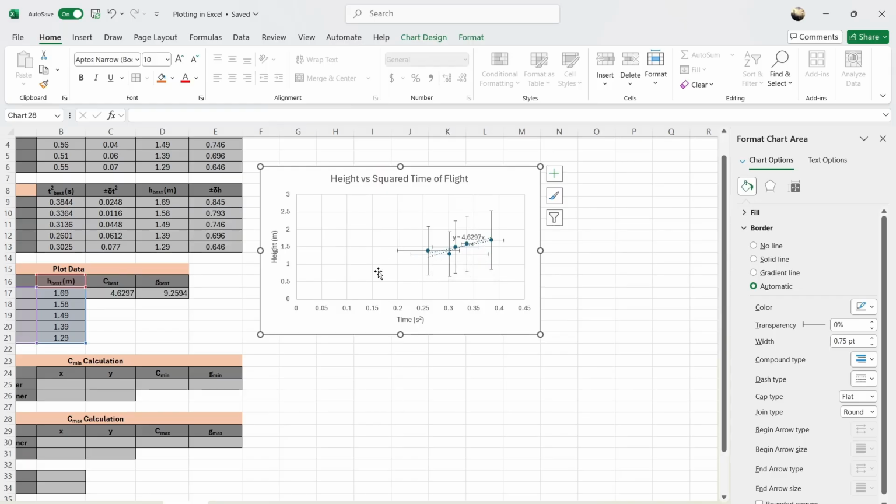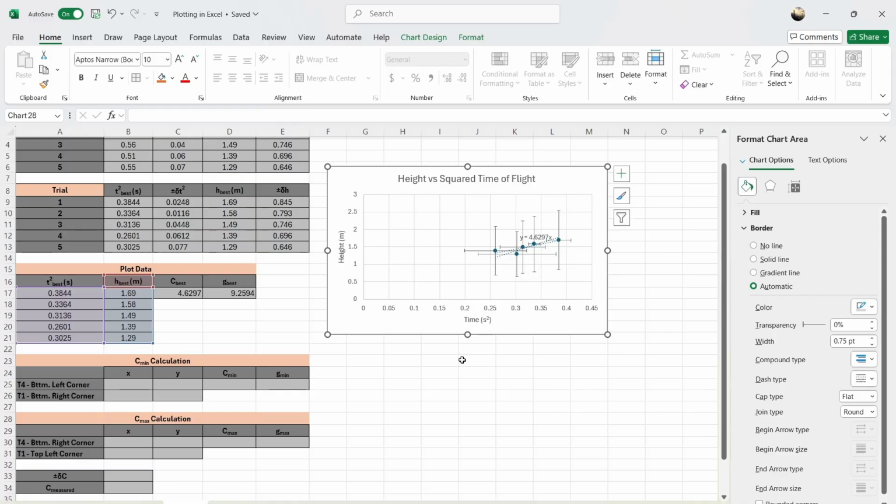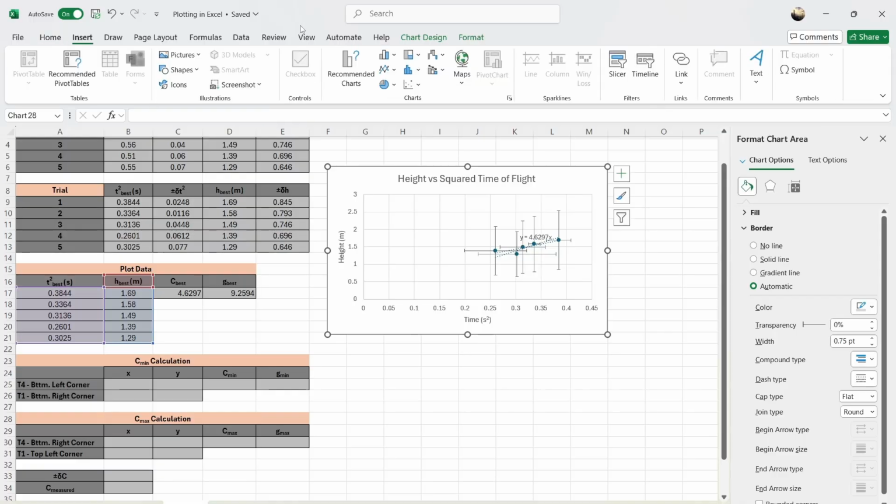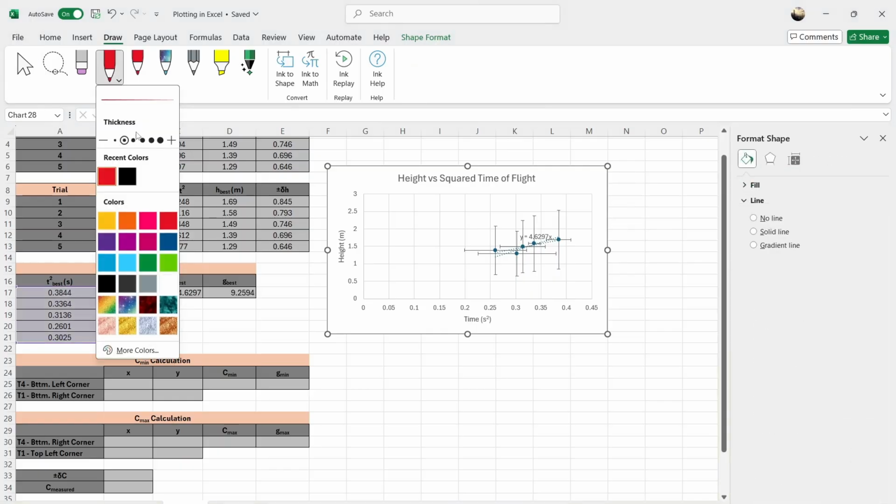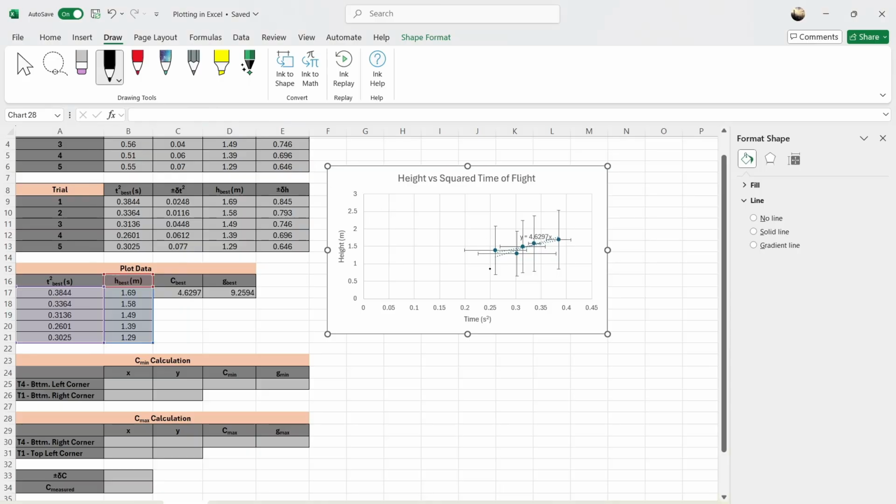So typically, we would use the top left corner of trial 4 and the bottom right corner of trial 1 to get the minimum slope. But let me illustrate for you what would happen if we actually did that. So I'm just going to get the pen out here, right? And I'm going to go on ahead and draw on this. So for trial 4, the top left corner is about, I'd say, right over here. And for trial 1, the bottom right corner is about right here.